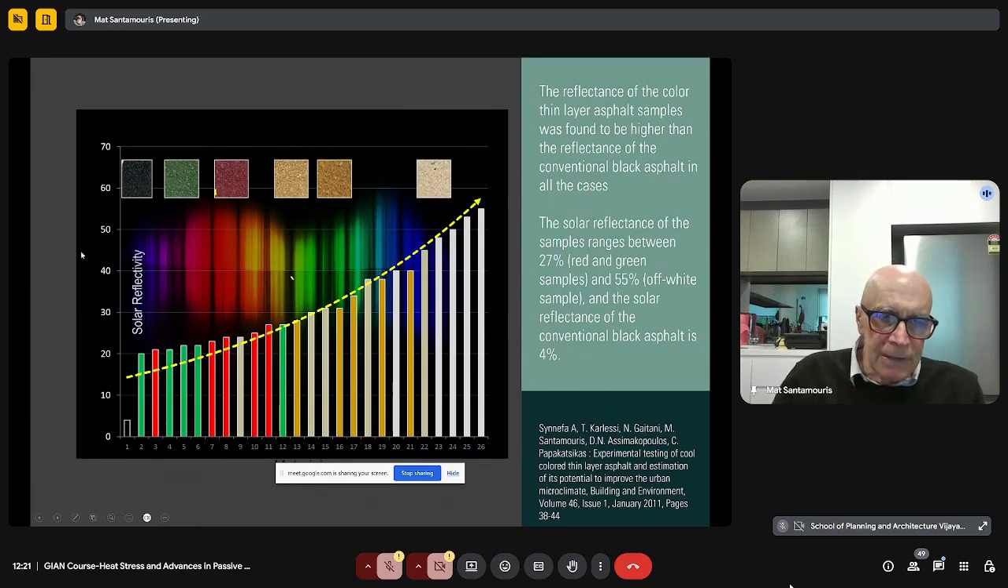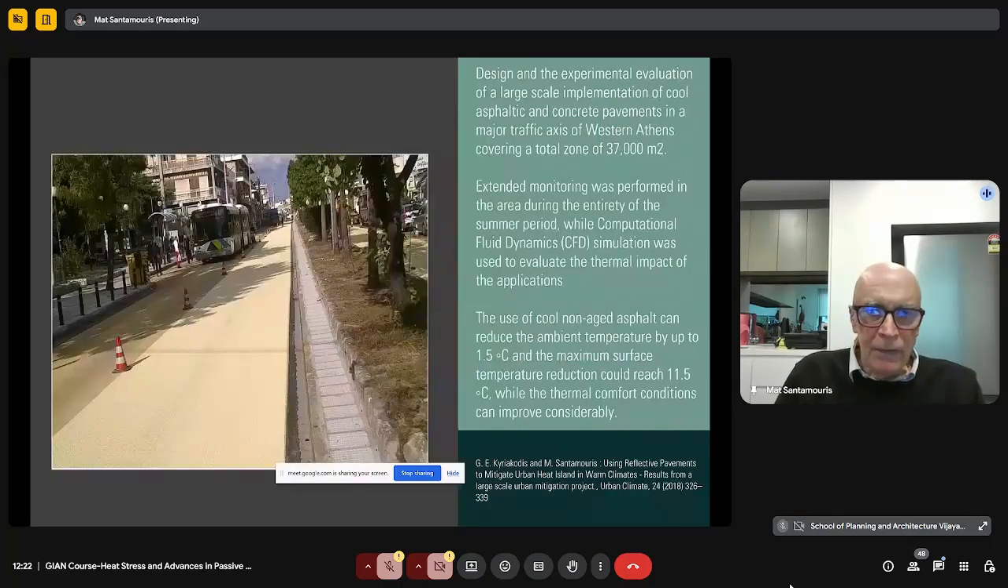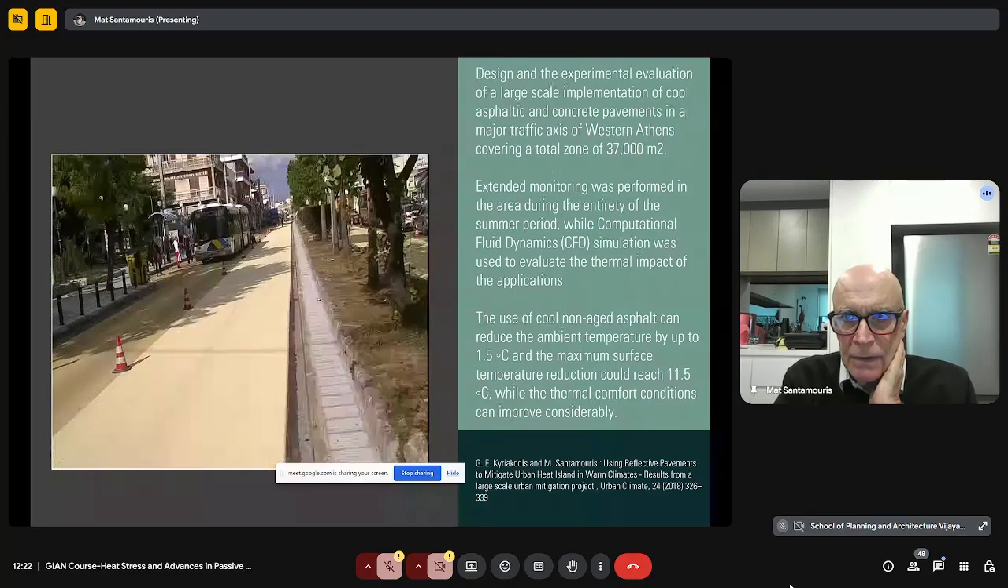We have a variety of these materials, where the reflectance of the conventional black asphalt is 5%. Now we have materials which present up to 55% reflectance, and exactly the same mechanical properties. I'd like to show you a project that we had in Athens about 10 years ago, before moving to Australia, where we had an extended implementation of these asphaltic materials in the center of Athens. This was a project of 35,000 square meters. It was a very big project.